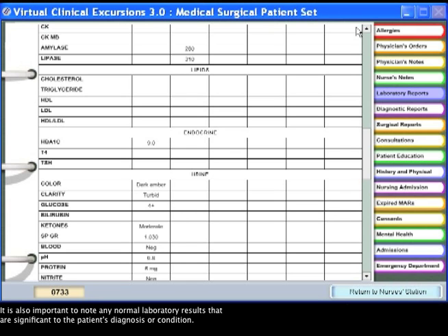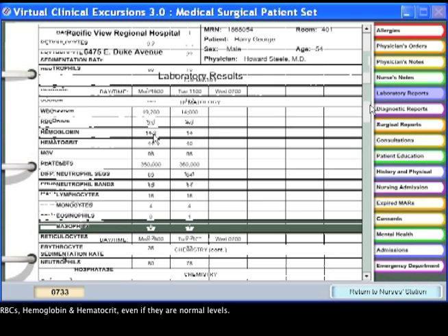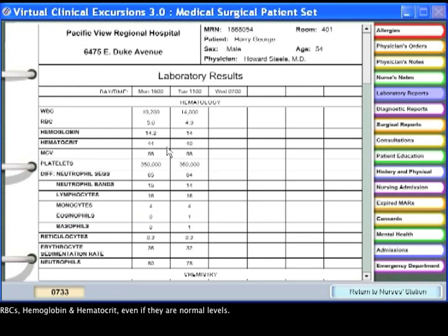It is also important to note any normal laboratory results that are significant to the patient's diagnosis or condition. For example, if this patient recently had surgery, I would write down the WBC, RBCs, hemoglobin, and hematocrit, even if they are normal levels. These are labs you would monitor for in a patient who had surgery. If a patient has a history of chronic pancreatitis, look at the amylase and lipase. These are the normal laboratory results you would look for in a patient with pancreatitis. You will look up these laboratory tests at home and explain in your NPW why the results are increased or decreased. Correlate them to your patient's acute and/or chronic diagnoses and explain them in your NPW.